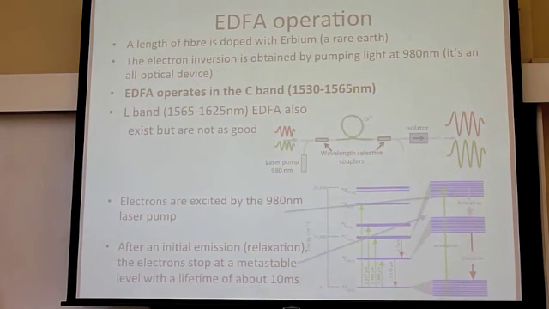This is a little bit how it works. It's a length of fiber doped with erbium. This is the C-band, 1565 nanometers, and that's the L-band. The way it works is you have a piece of fiber doped with erbium. You pump 980 nanometer light from a laser. This pump basically sends all the electrons from the base band up here.